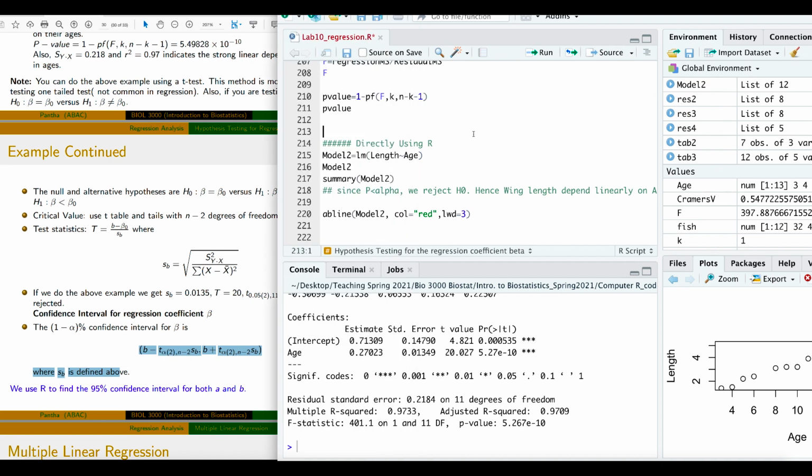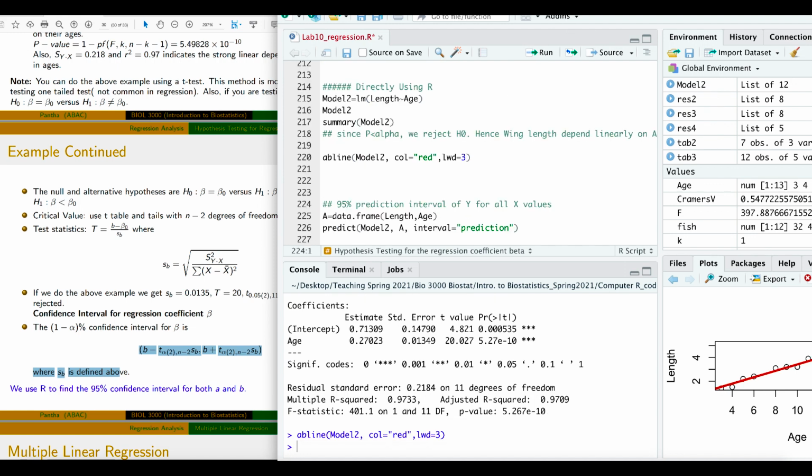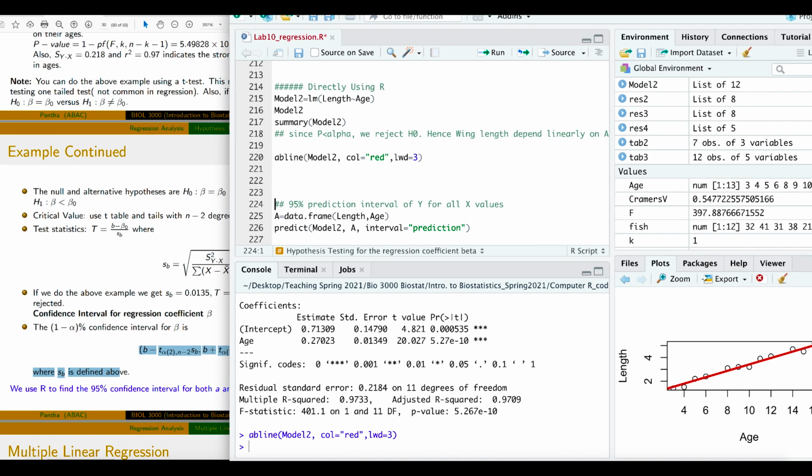I'll show you that one as well. Okay, so we did that, and then I draw the AV line, if you want to draw the AV line. See, that's the AV line here. You see that most of those data are along the line. What does LWD stand for? LWD is basically the line width. It's the fat thick line here, right?